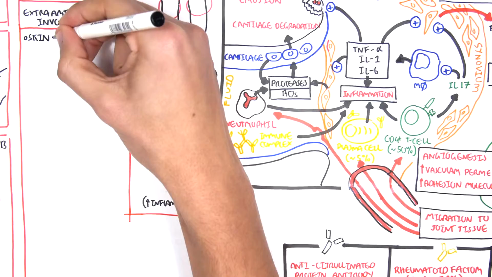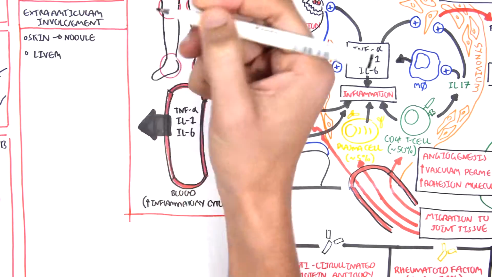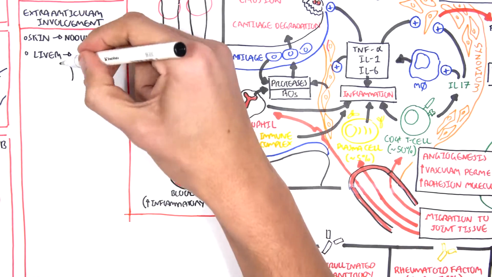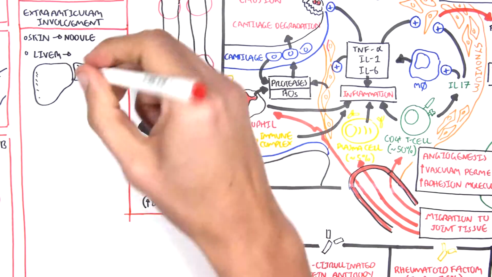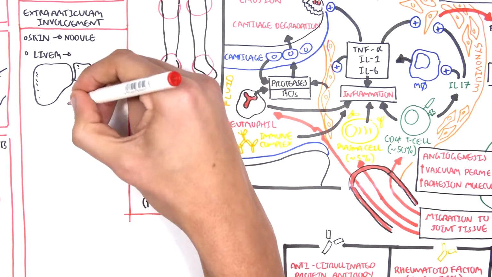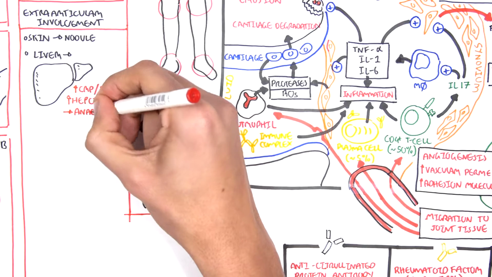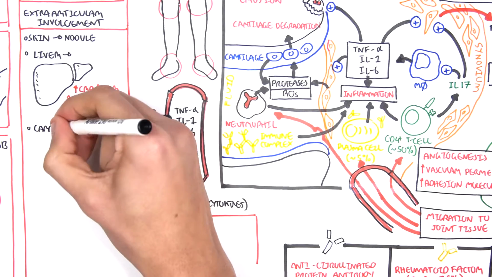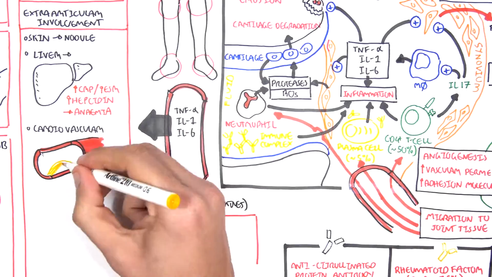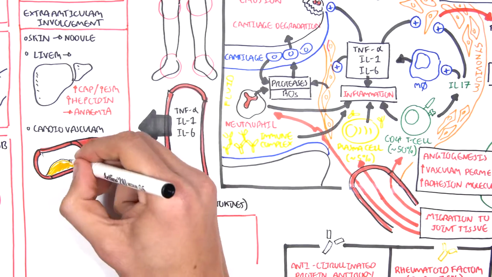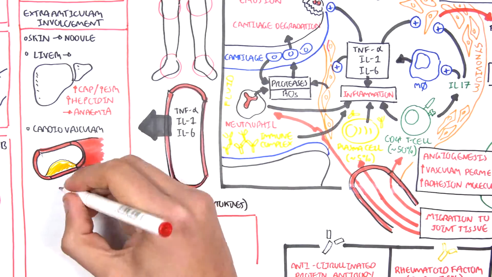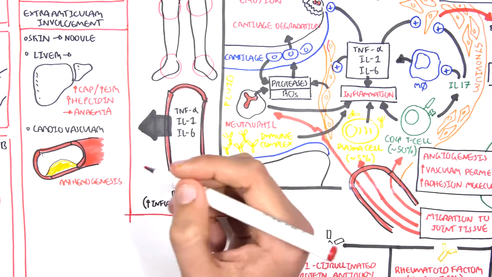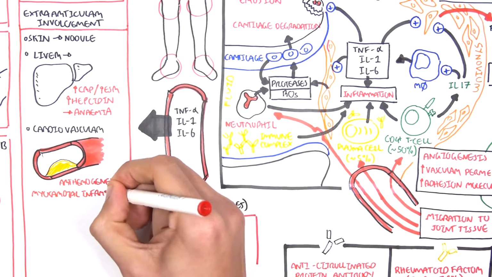For example, in the skin, they contribute to nodule formation. In the liver, because of the cytokines, the liver will begin producing more CRP or ESR proteins, which are inflammatory markers, as well as a lot more hepcidin, which will contribute to anemia in rheumatoid arthritis. Cardiovascular involvement: well, these cytokines and this inflammation will promote atherogenesis, so plaque formation. And it can also promote myocardial infarction as well as stroke.